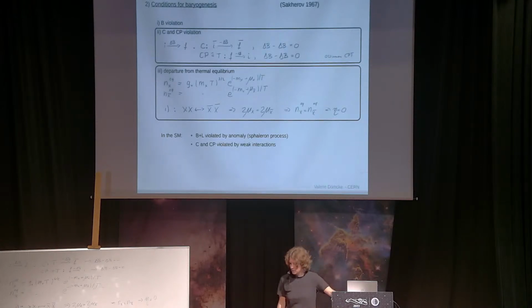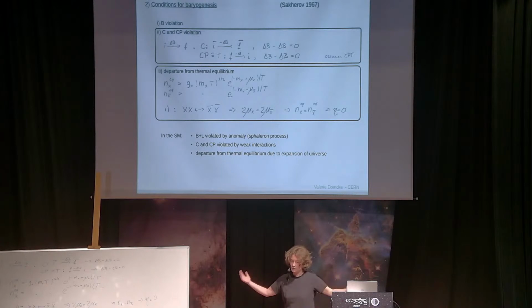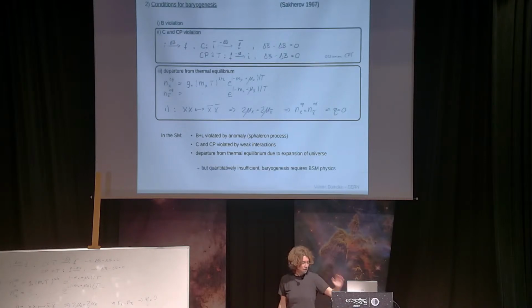And that gives us, hence, a small violation of baryon plus lepton number. We also have C and CP violation, right? This is something we have actually observed in the lab for weak interactions. And we have departure from thermal equilibrium simply because we live in an expanding universe. Things freeze out, as we learned. So we do have processes which generate departure from thermal equilibrium. However, if we take all of this together and compute the amount of baryon asymmetry that we can generate within the standard model, we simply get a number which is insufficient.